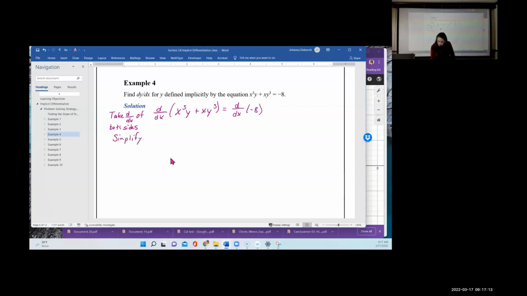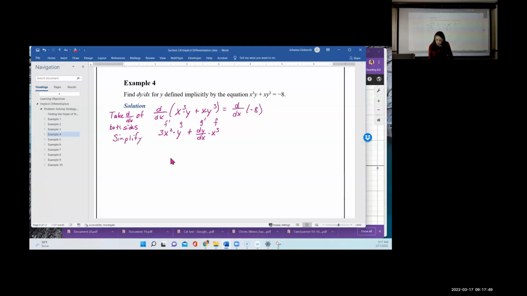So when we take the derivative, we end up with product rule for the first one. So this is going to give me 3x squared, that's my f prime, times y, that's my g, plus, then I'm going to have the derivative of y, which is dy dx, and that's g prime, times x cubed, which is my f. So this is the product rule on the first term. So 3x squared times y plus dy dx times x cubed.